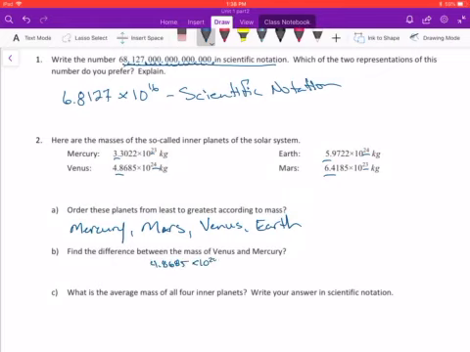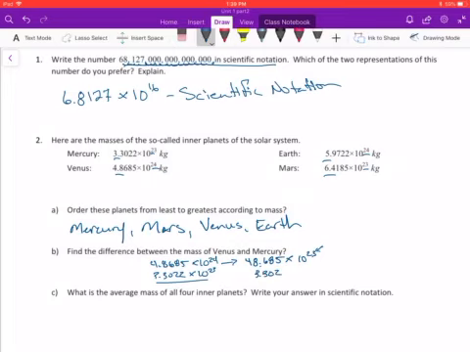The difference between the mass of Venus and Mars. Venus, 4.8685 times 10 to the 24th. Mercury is 3.3022 times 10 to the 23rd. Unfortunately, we got to change this because they have different exponents. So it gives me 48.685 times 10 to the 23rd. I notice I made this one less, because this increases. I moved the decimal one place that way.